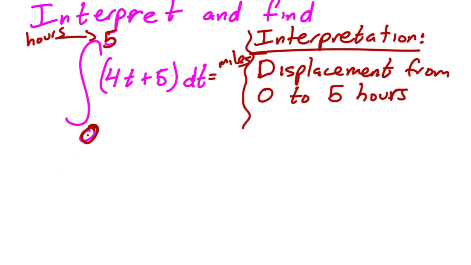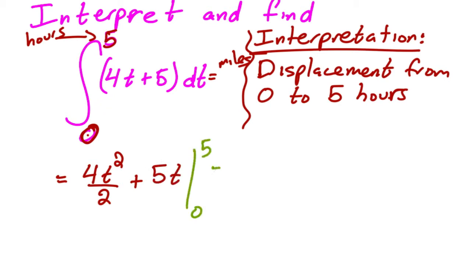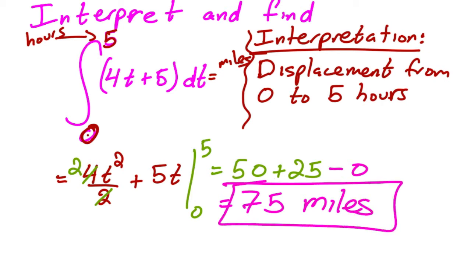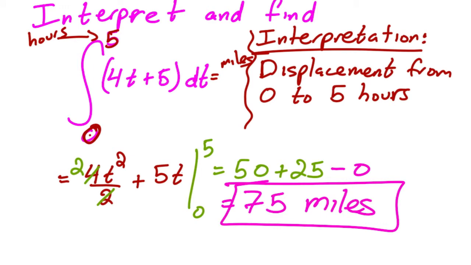Okay, so let's actually find it. So here we just use the fundamental theorem of calculus. 4t squared over 2 plus 5t from 0 to 5. And so then I plug in 5. I get 5 squared is 25 times 4 over 2, let's just change that to 2. So 25 times 2, that's 50 plus 25. And then plug in 0, that's going to be just minus 0. So this is 75, and then 75 miles. It's really important, the units in this case. So this just means that the car in the 5 hours drove 75 miles.